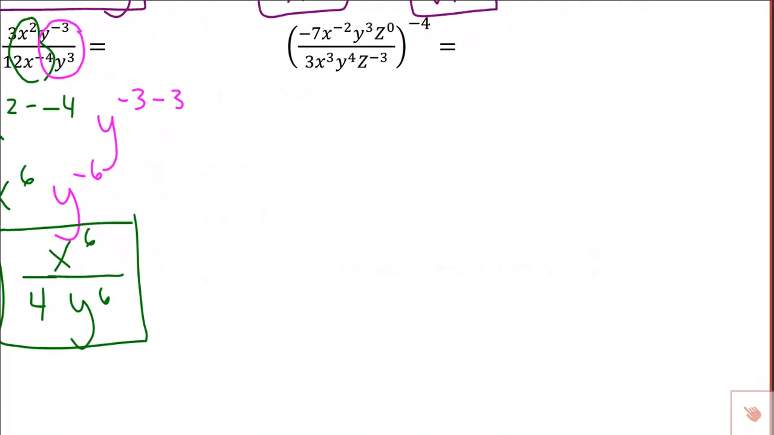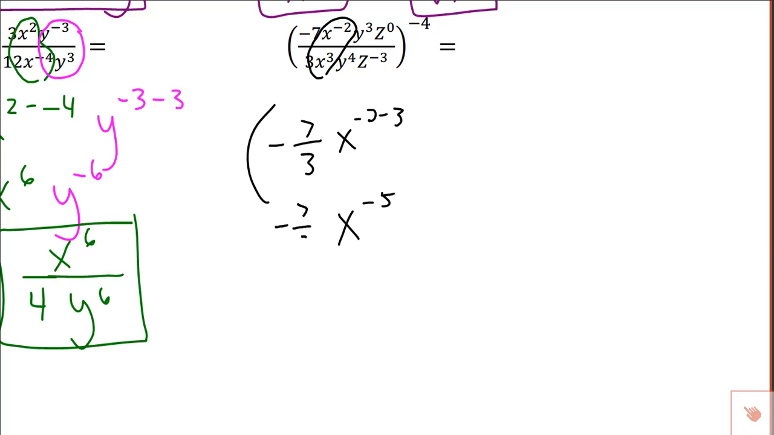And for this final example, my first inclination would be to go ahead and do power to a power to raise that -4, but I really don't feel like raising it to everything on top and everything on the bottom. So what I think I'm going to do first is simplify what's inside, and then I'll deal with that outer exponent. So here I have -7/3, let's leave that alone. Then I have x to the -2 divided by x to the -3. That's like saying x to the -2 minus -3. That's going to be x to the 1.